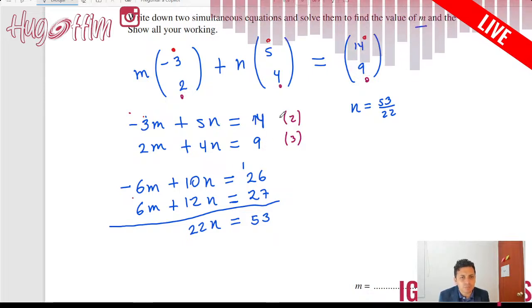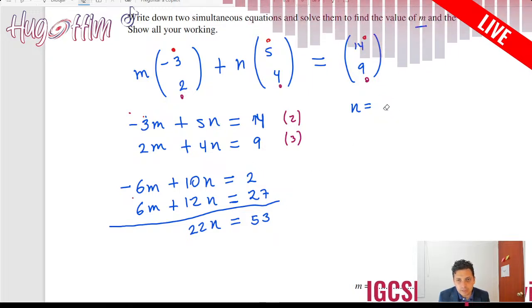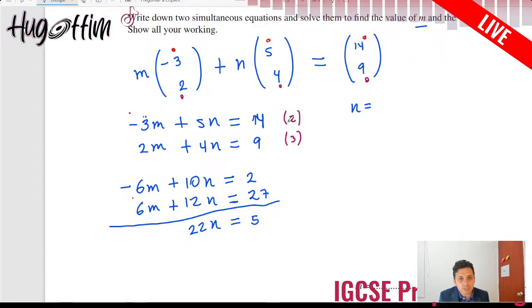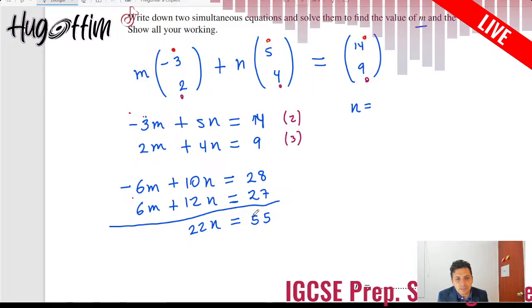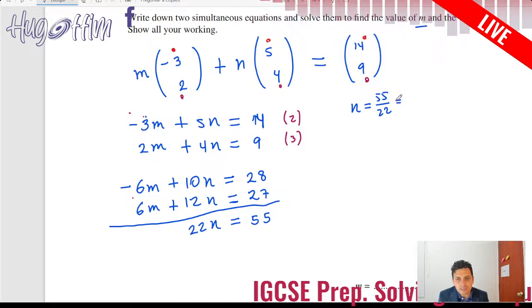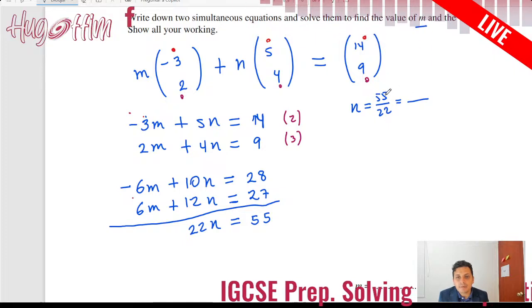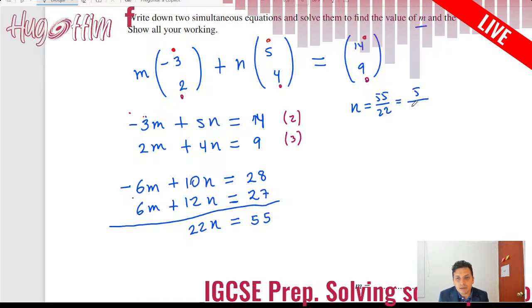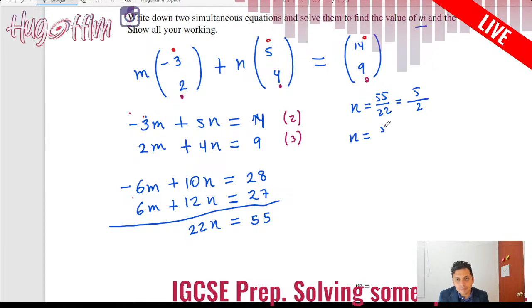Oh, sorry, I made a mistake here multiplying. Correct, because 2 times 14 is not 26 but 28. Now 28 plus 27 is 55, so it's 55 over 22. I can simplify 55 over 22. Divided by 11 it's going to be 5 halves, correct? Yes, so n is going to be 5 halves.